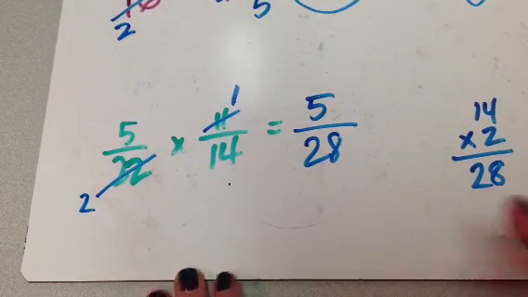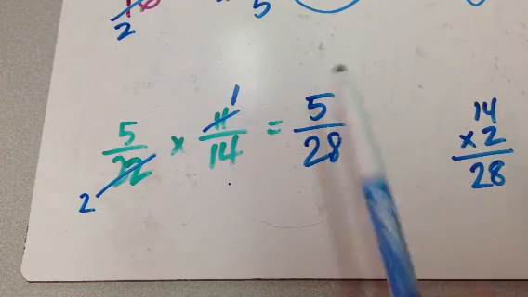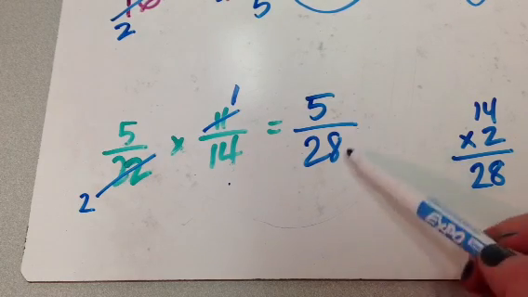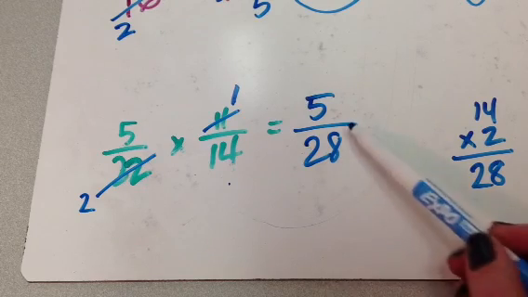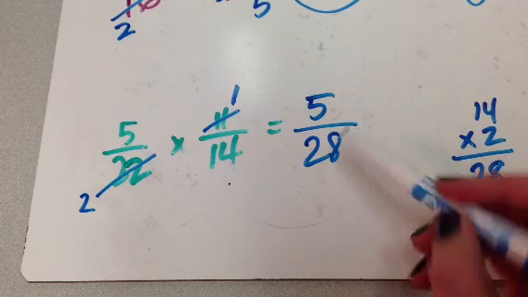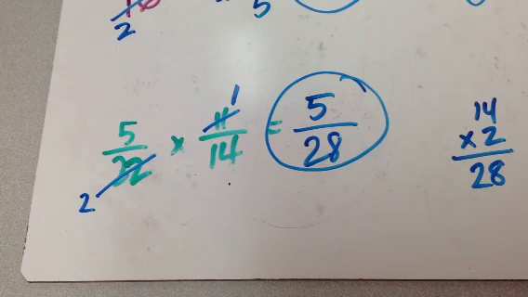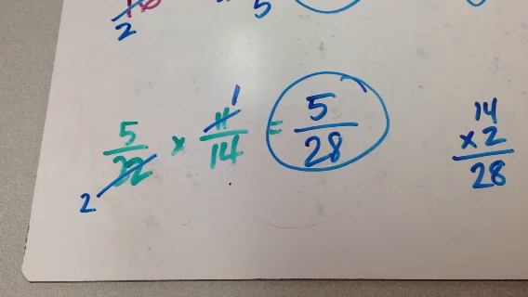So then I ask myself my 2 questions. Is it proper? Yes, it is. Smaller number on top. Is it reduced down as far as it can go? And again, 5 is prime, right? So the only way I could reduce that down is if it divided evenly into 28, which it doesn't. So I know that I'm at my lowest fraction version.